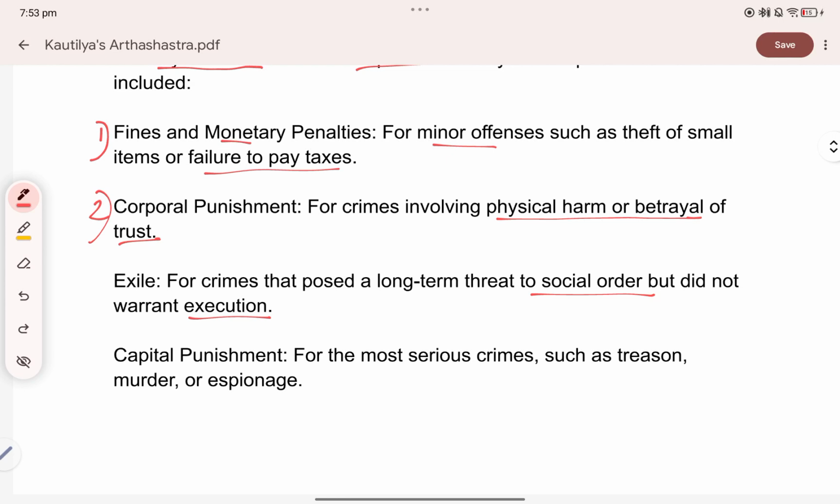He also made sure that if people are posing any threat to the social order, they are thrown out of the kingdom, right? There was also capital punishment. What were capital punishments? For the most serious crimes such as treason, murder or espionage. Treason as in betrayal, murder, so they were capital punishment. These were the most serious ones, right?